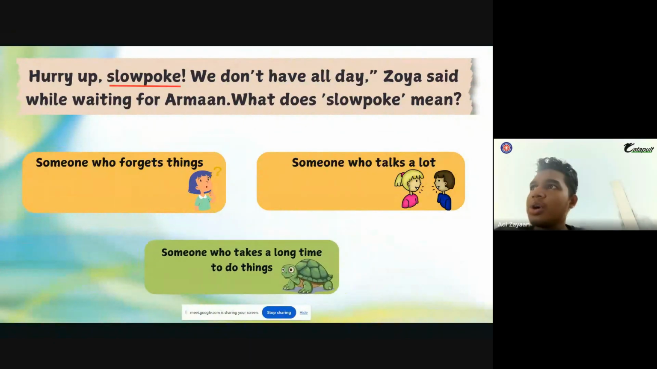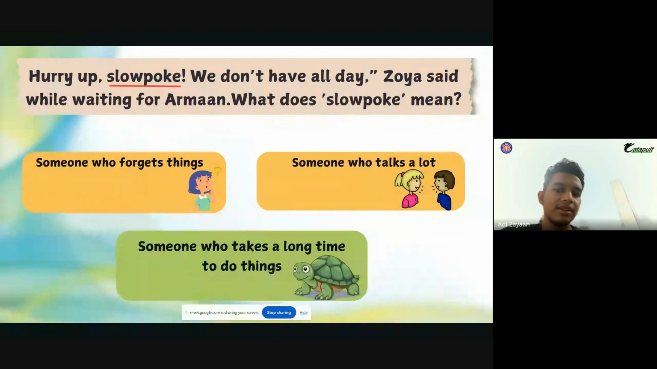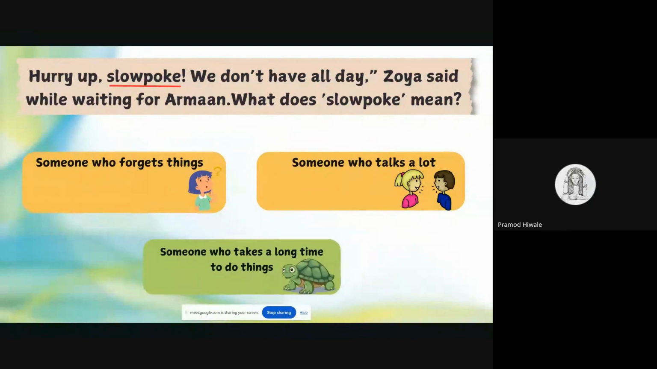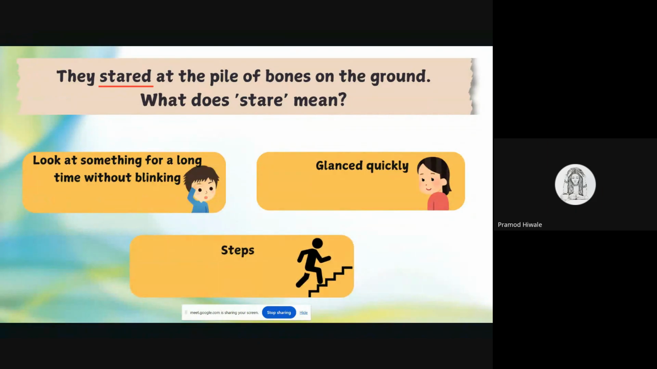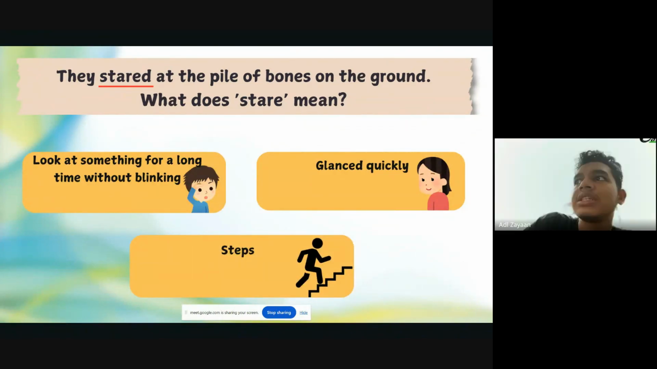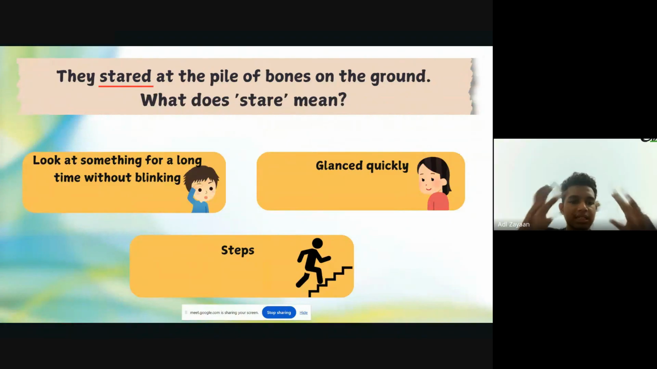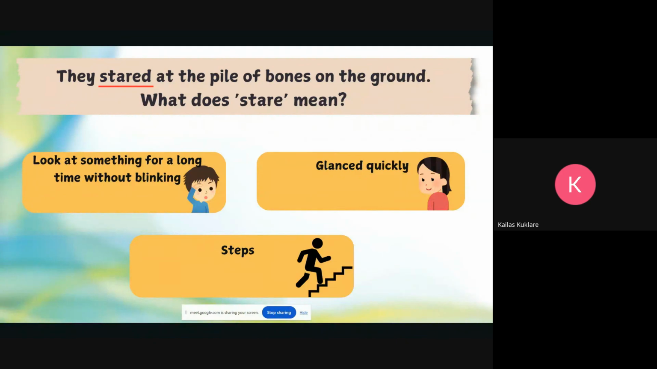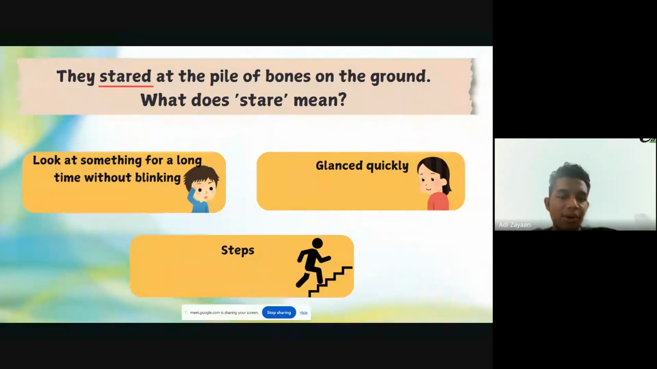The meaning of slowpoke is someone who takes a long time to do things. Next: they stayed at the pile of bones on the ground. Pile means something like a mountain-like structure. Stared means looking at something for a long time without blinking.